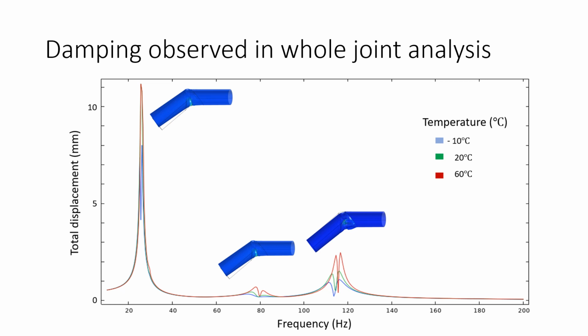The most important thing to take away from this graph is that we're again seeing damping observed at the lower temperatures of -10 and 20 degrees Celsius, highlighted by the blue and green curves respectively. So we can see some downward shifts going on, especially at the higher frequencies of 75 and 115 Hz.